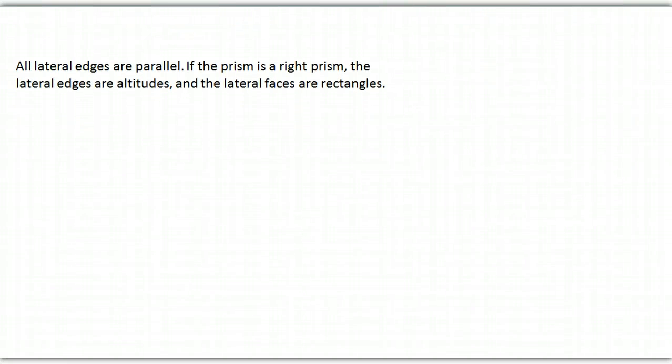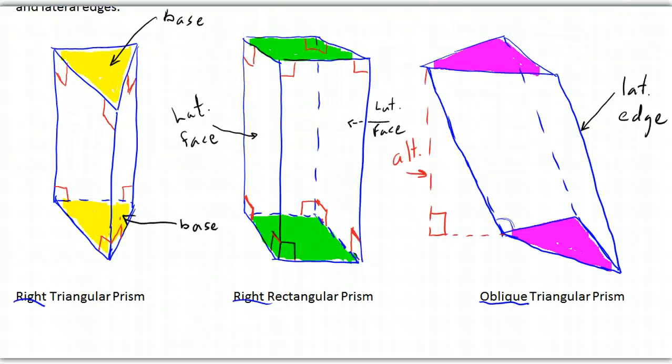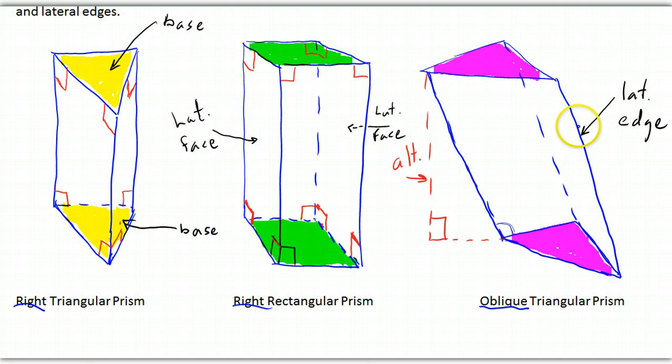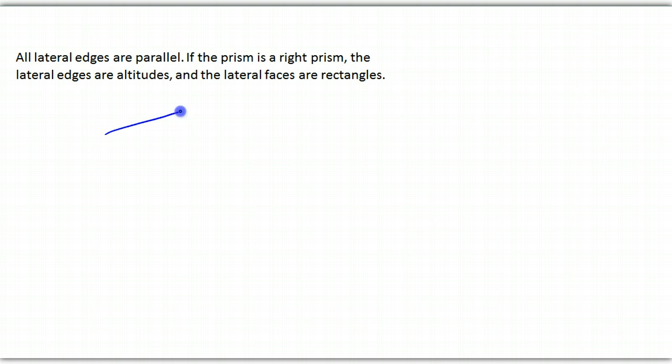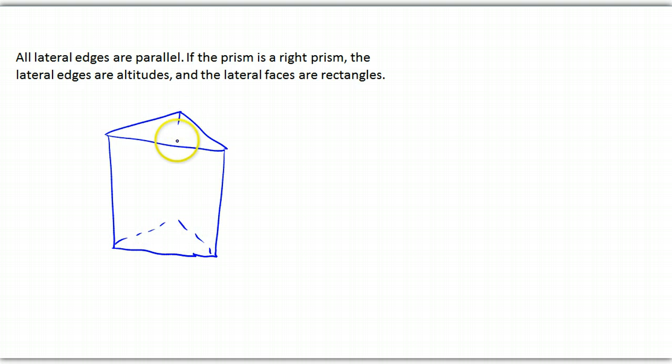So all lateral edges are parallel, and lateral edges are where lateral faces meet. So here's a lateral edge, there's a lateral edge, there's another lateral edge right there. And if a prism is a right prism, so for example, if it looks like this, and all these faces are perpendicular to the bases, then the lateral edges are altitudes. And the lateral faces are all rectangles.